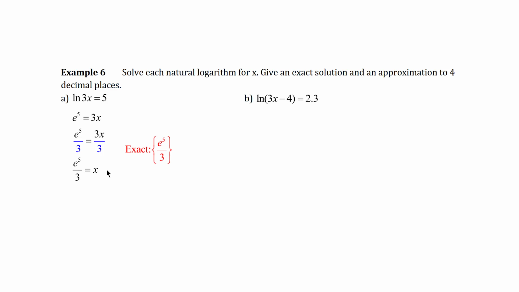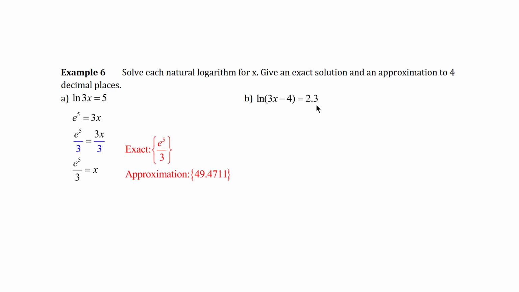Next, we write our exact answer in set notation. So I have a set of curly brackets and e to the 5th power divided by 3 on the inside. For the approximation, we just use a calculator. We take e to the 5th power divided by 3, and then we round the results to 4 decimal places. We write the final answer for the approximation in set notation. So I have a set of curly brackets and 49.4711 on the inside. Moving on to part B, we have natural log of parentheses 3x minus 4 equals 2.3.